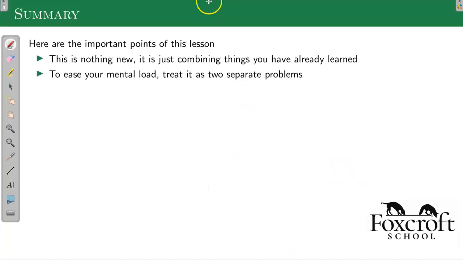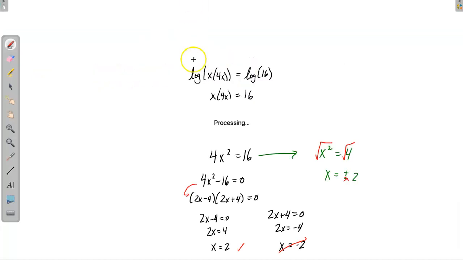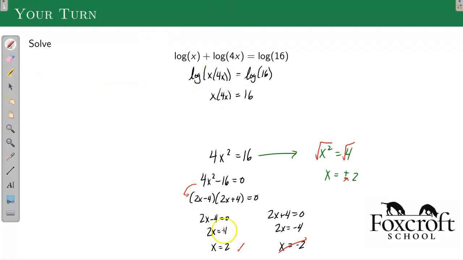All right, so this is nothing new. You know how to solve quadratics. You know how to combine logarithms. So you've done all these processes before. It's just combining it all. And again, to kind of ease your mental load, if you look at this as one big long problem, sometimes you can kind of get lost. So I would look at it as kind of smaller problems.